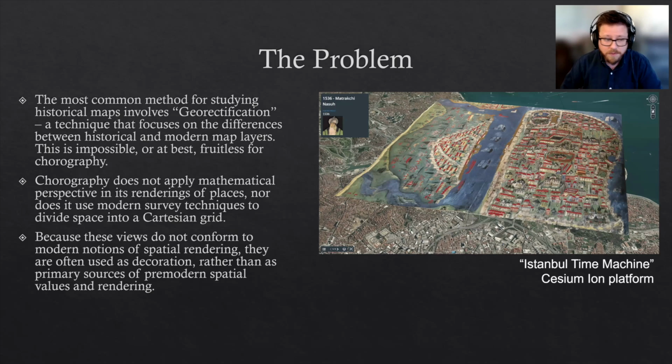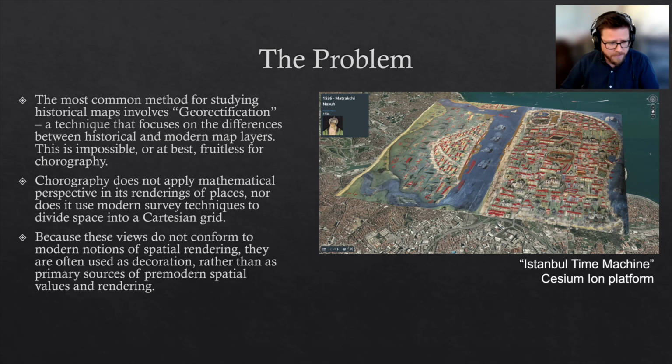So the problem that we're trying to solve here is that the most common method for studying historical maps tends to involve this idea of georectification. This is a technique that focuses on the differences between the historical map and modern map layers. So this really is impossible. Well, I'd say it's not necessarily impossible, it's sort of fruitless to try to do this with choreography.